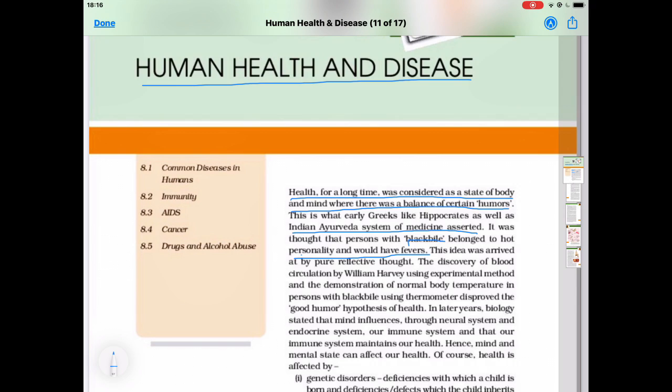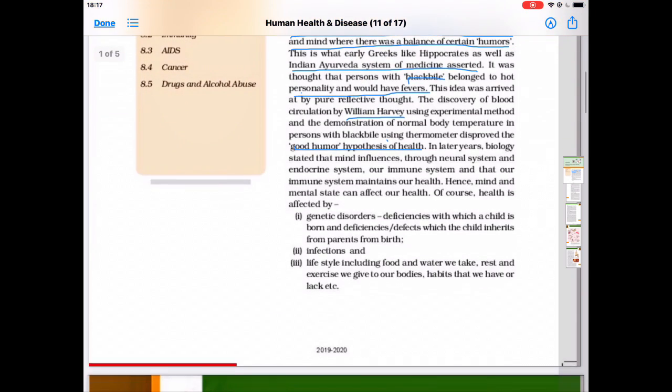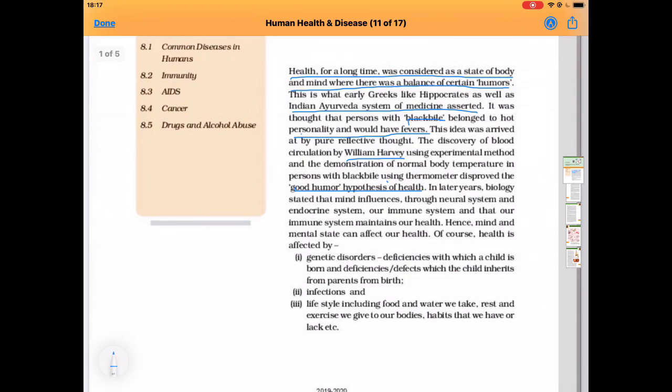And the discovery of blood circulation by William Harvey using the experimental method, and the demonstration of normal body temperature in persons with black bile using a thermometer, disproved the good humor hypothesis of health. So it was not considered. Mind and mental state can affect our health. Of course, health is affected by genetic disorders, infections, lifestyle, etc.